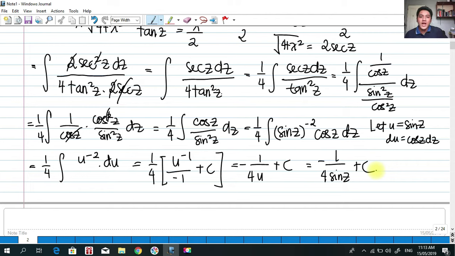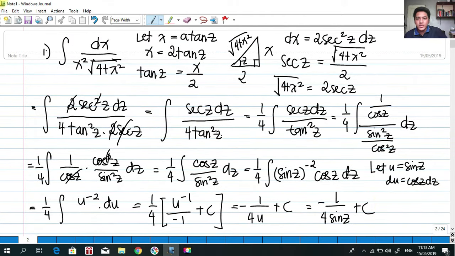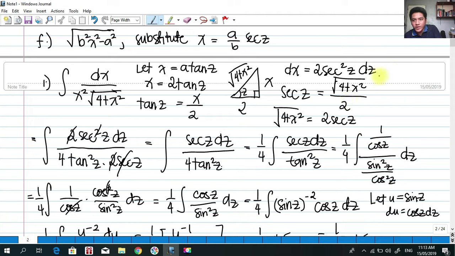So this is not the final answer because this is actually expressed still in terms of z. Our original integral is in terms of x. So what we are going to do is to eliminate this sine z by looking at our triangle here. Okay? So sine z, based from our triangle here, so we're going to evaluate sine z. Sine z is equal to opposite over hypotenuse. So, opposite is x, hypotenuse is square root of 4 plus x squared.